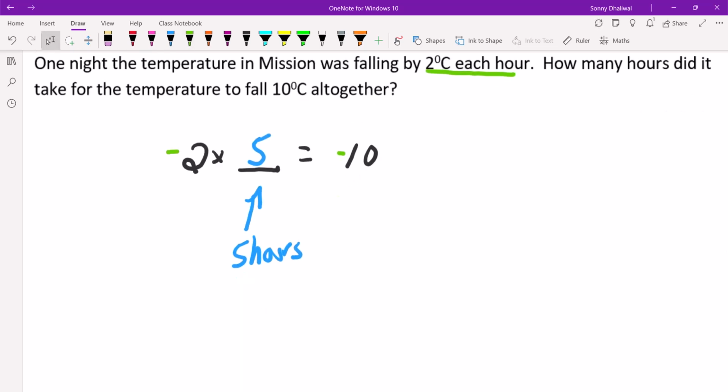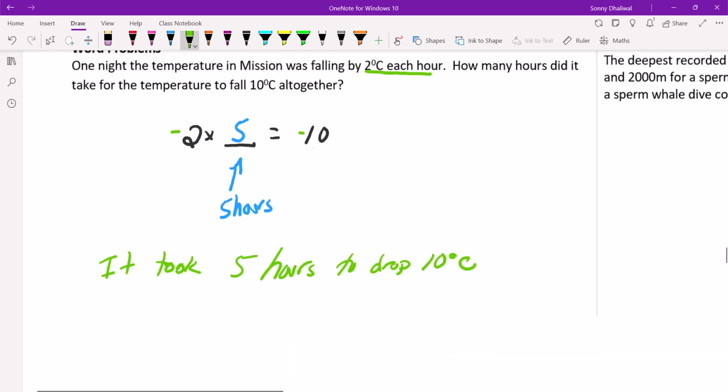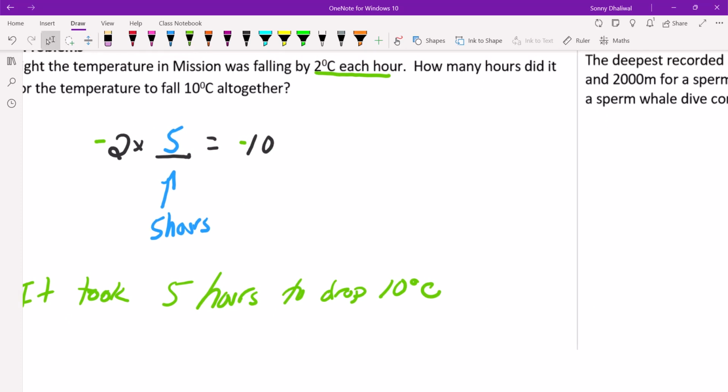All right, you can say, it took 5 hours to drop 10 degrees Celsius. Would it be negative 10? Yes, I use the word drop. Drop means negative, right?